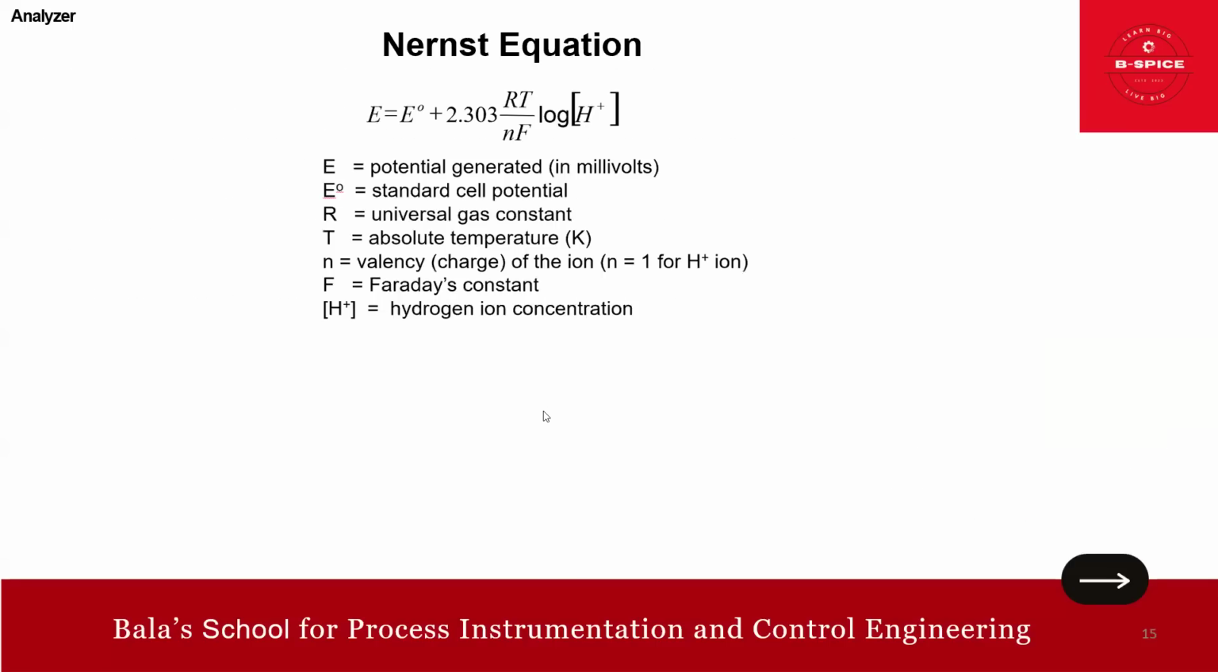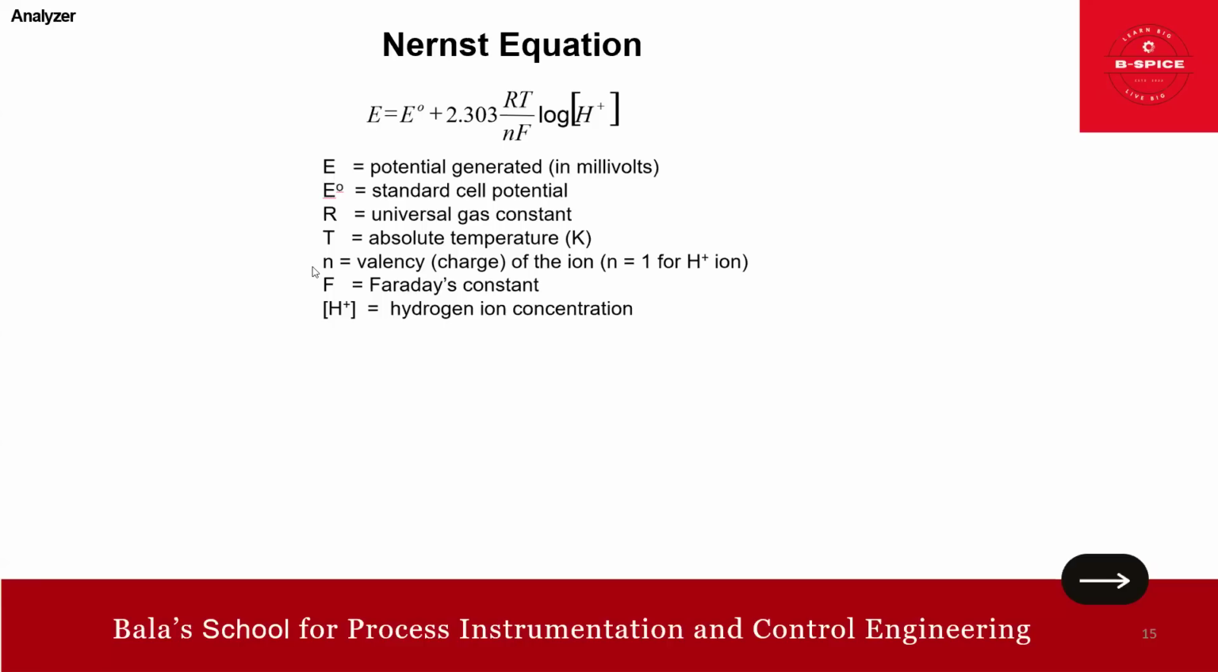Okay, so now we go to the Nernst equation. I told you, without the Nernst equation, we cannot complete pH. So here, what is E? E is the potential generated, in millivolts, and E0 is the standard cell potential. R is the universal gas constant. T is the absolute temperature.